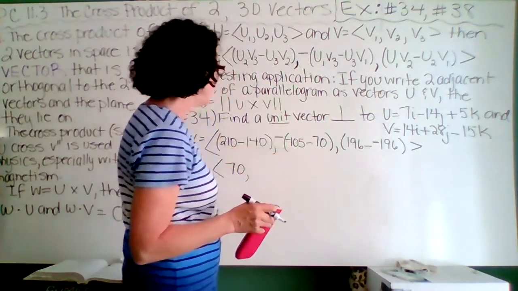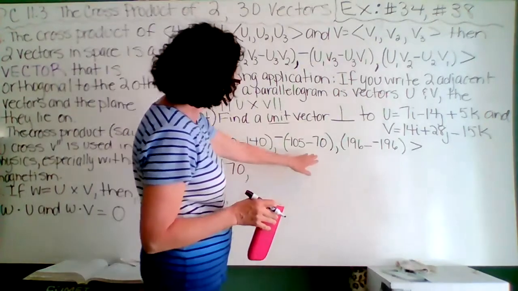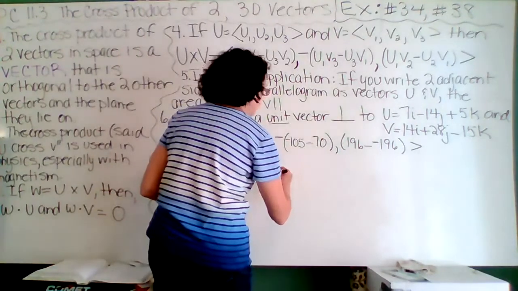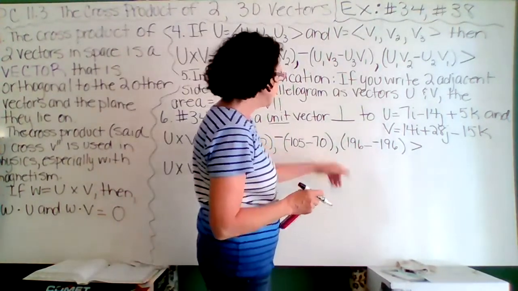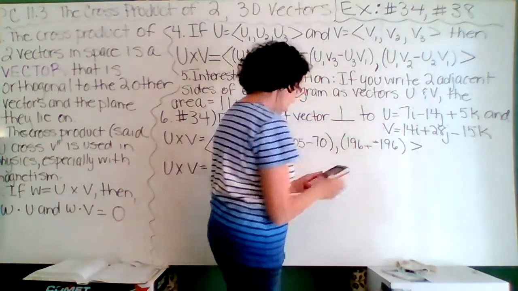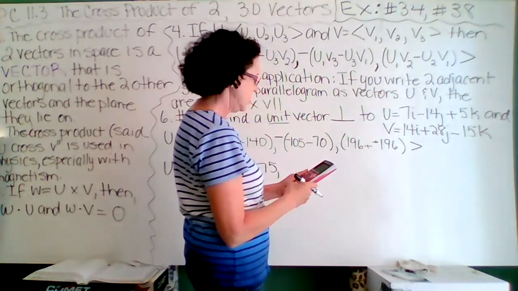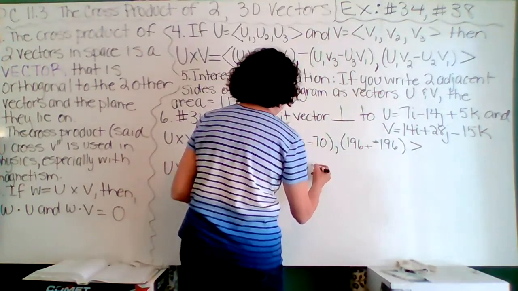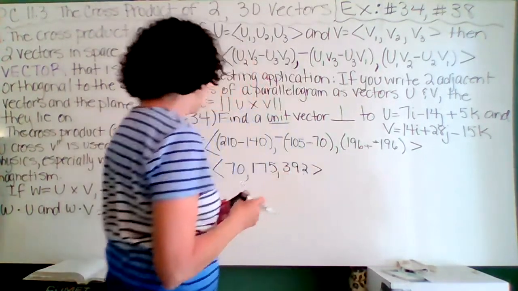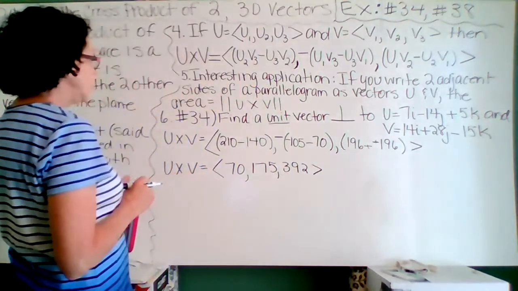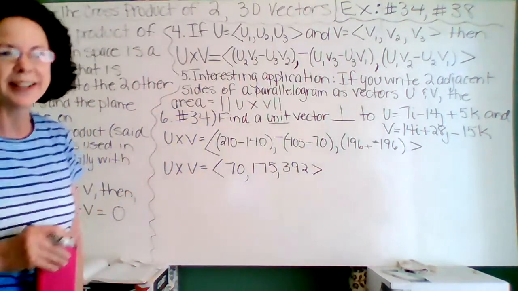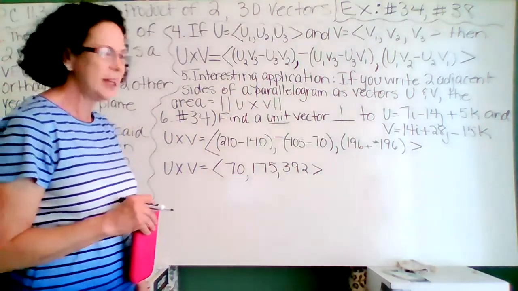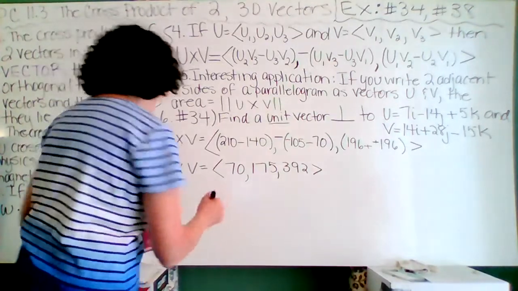Negative 105 minus 70 is negative 175, and now it's positive. And 190, this would be 196 times 2 is 392. Wow, those are big numbers. Okay, now let's find the magnitude of this vector so that we can write it as a unit vector. Wow, that's big. Okay, let's go ahead and do that.